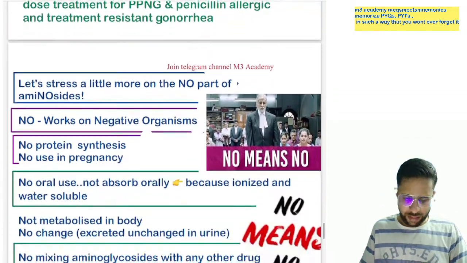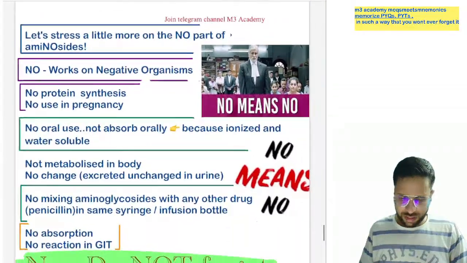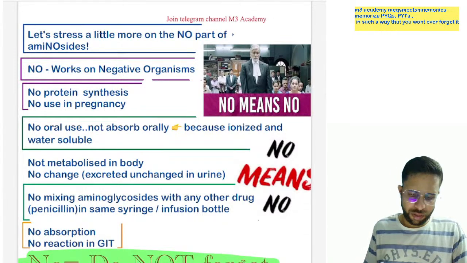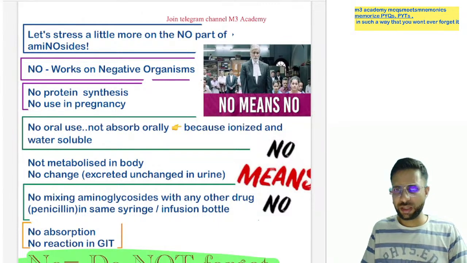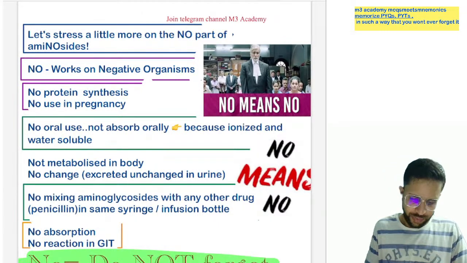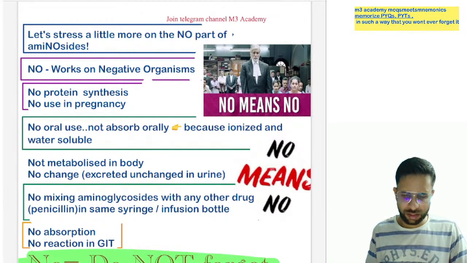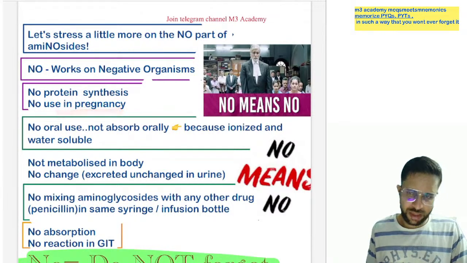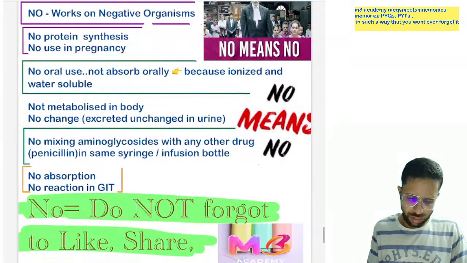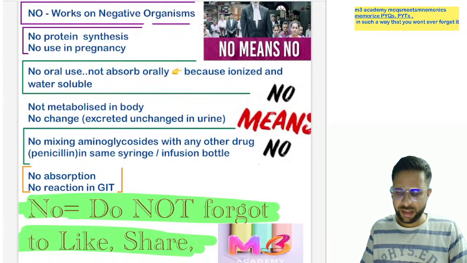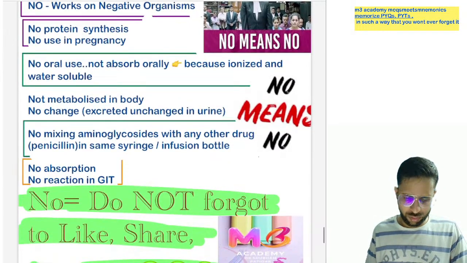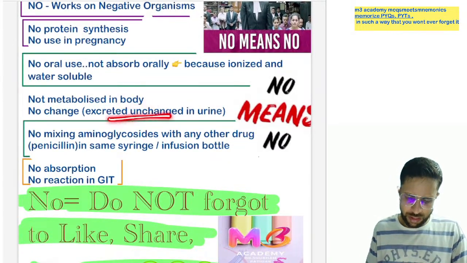Yes. Now, let's stress the "no" part of the aminoglycoside. No means NO. NO means negative organism. So it works on negative organisms except salmonella. Yes. No means no protein synthesis, but it is cidal, not static. No use in pregnancy. Yes. Next is no oral use, not absorbed orally because it is ionized and water soluble, and not metabolized in the body, excreted unchanged in the body, so no change in the body.